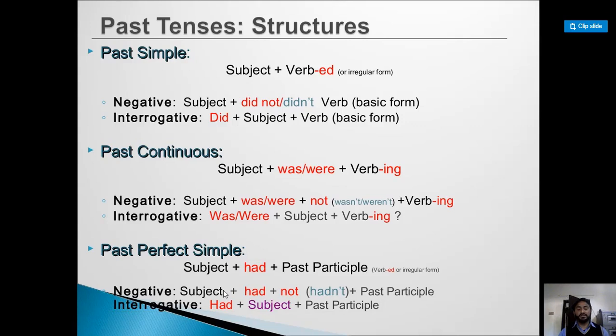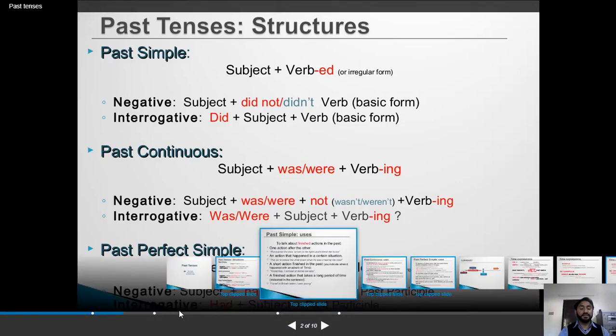So she had not completed her task. She had not done her homework. I had not read the book. Here you can see the subject, then had, then not, and then the past participle, which means the third form.